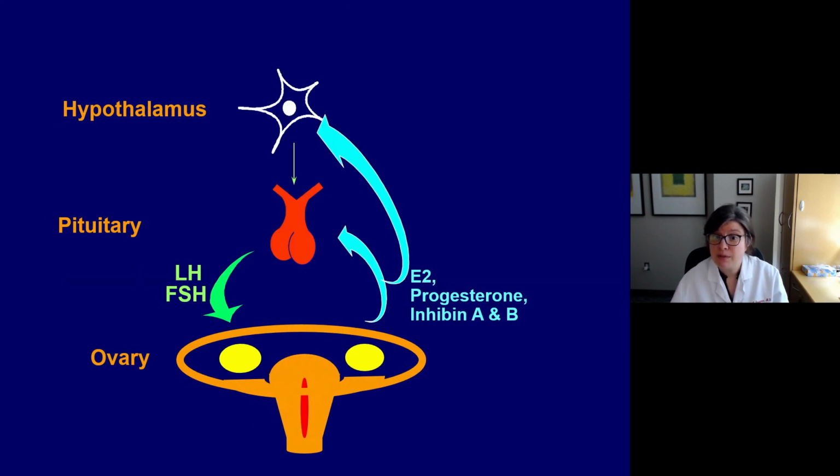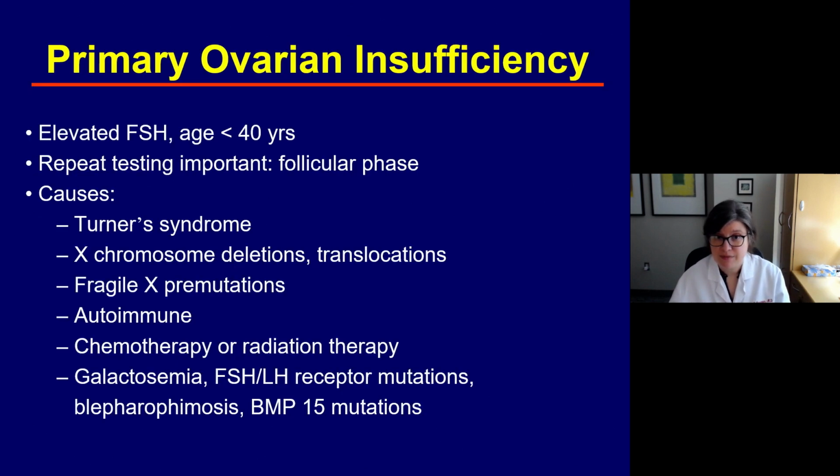So we know the problem is at the level of the ovary. The reason we know that is that the FSH is elevated, telling us that there's a low estrogen state. Through negative feedback, FSH is being upregulated and trying to stimulate the ovary to produce more estrogen. So this patient has primary ovarian insufficiency, which previously was known as premature menopause. And this is defined as an elevated FSH in a patient less than 40 years of age.